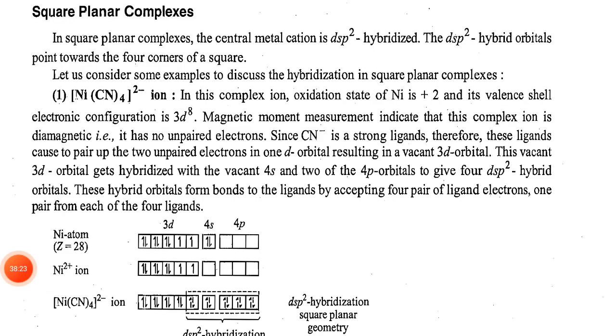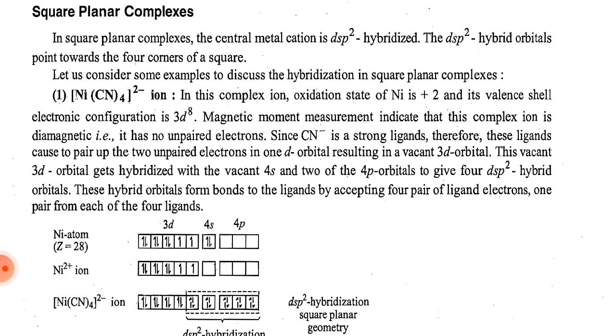Square planar complex. In a square planar complex, the central metal cation is dsp2 hybridized. The dsp2 hybrid orbitals point towards the four corners of a square. Let us consider some examples to discuss the hybridization in square planar complexes. First, Ni(CN)4 2- ion.